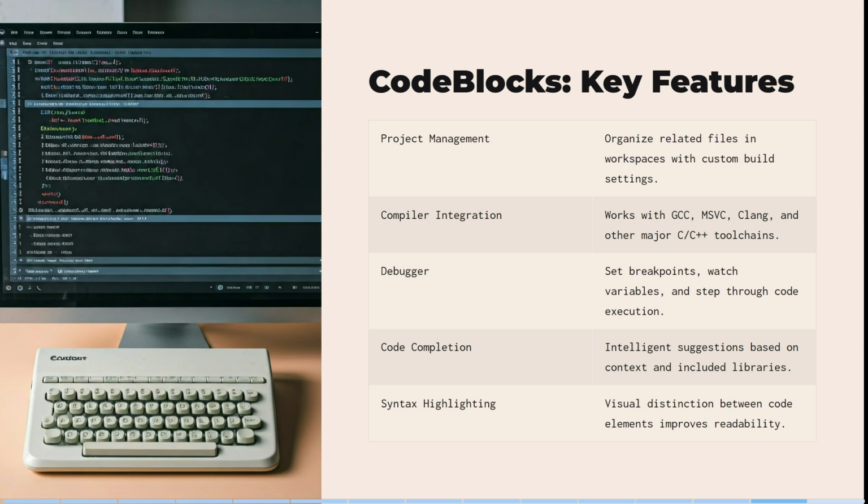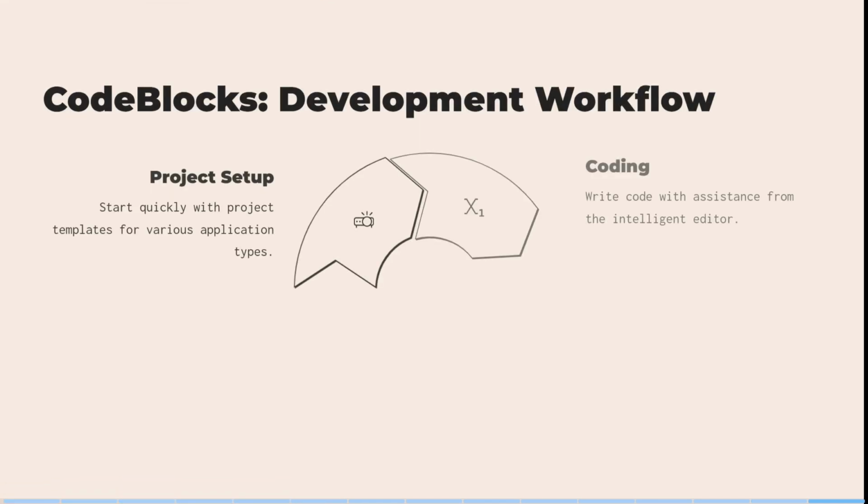Let's have a look at some of the key features over here. Project management: you can organize related files in workspaces with custom build settings. You can work with GCC, MSVC, Clang, and other major C and C++ toolchains. You can set breakpoints, watch variables, and step through code execution. It has intelligent suggestions based on context as well as included libraries. And there's visual distinction between code elements, which improves readability.